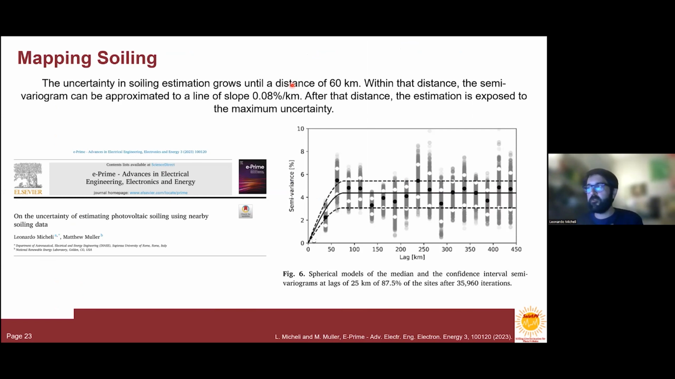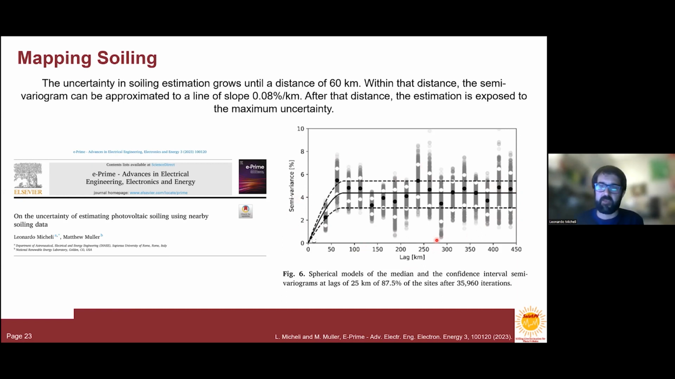So what we did was use a geostatistical approach known as semivariance to study how the dissimilarity in soiling between two sites changes depending on their distance. We took all those data from California and tried to extrapolate a semivariance graph from that site. Essentially, you can find the results here.